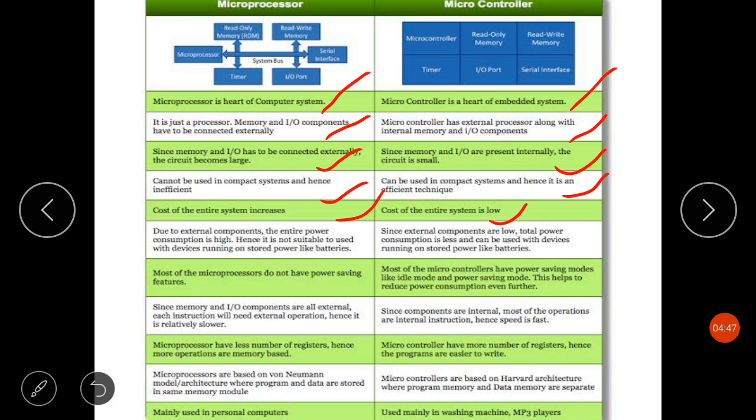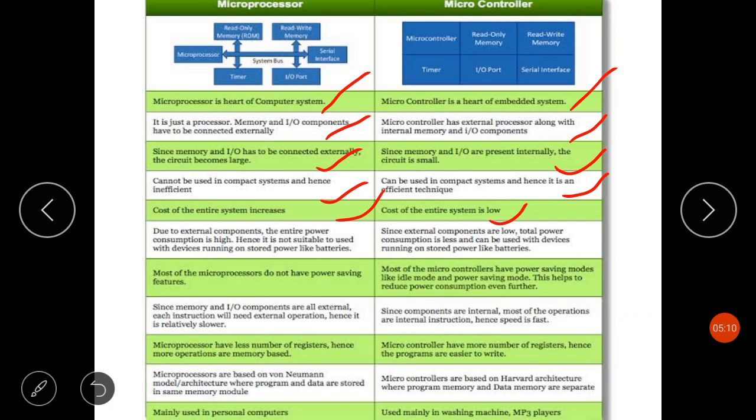Now the next difference is, due to the external components, the entire power consumption is high. Hence it is not suitable to be used with devices running on stored power like batteries.